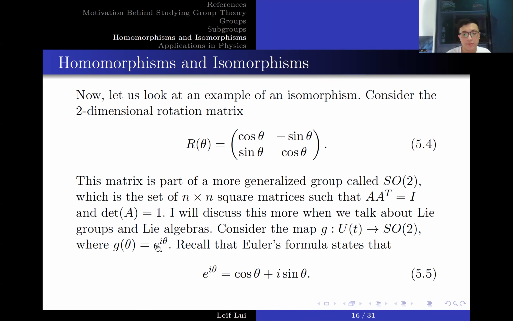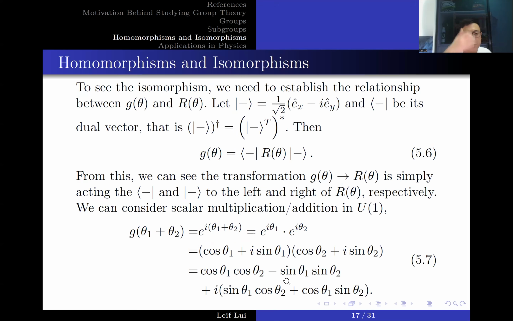Now recall that Euler's formula states that e to the i theta is equal to cos theta plus i sine theta. So to see the isomorphism, we need to establish the relationship between G of theta and R of theta. And recall from the lecture on optics where I talk about the Jones polynomials, basically, we introduce this minus basis where we take e to the x minus i e to the y, and then we multiply by this factor to normalize it such that the length is equal to 1.